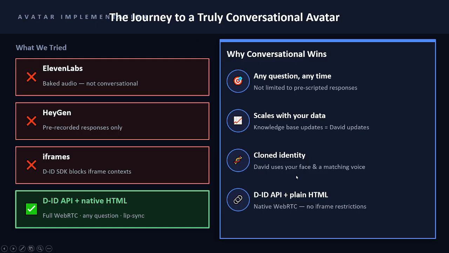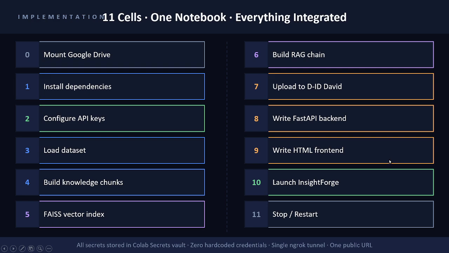I cloned my identity in this case. David uses my face or anybody's face I wanted to, if you wanted a specific avatar and a matching voice. In this case, I use Microsoft's voice due to the low latency of it. Then DID API plus plain HTML turned out to be our best option, using the native WebRTC and no frame restrictions. All right, it's one notebook with everything integrated.